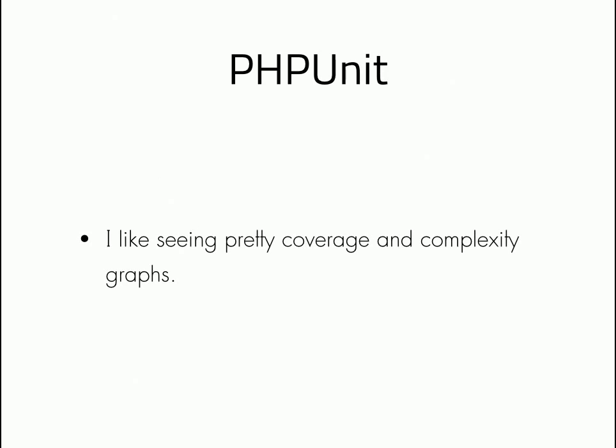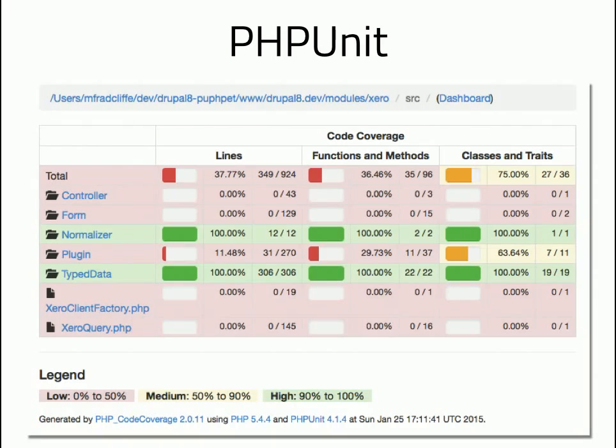What's really cool about PHPUnit is I can see this visually. I have pretty coverage and complexity graphs. If you're not familiar with the output of PHPUnit coverage, it looks like this. I think there was a session yesterday that did this. I like seeing the pretty colors and seeing where I'm lacking tests.